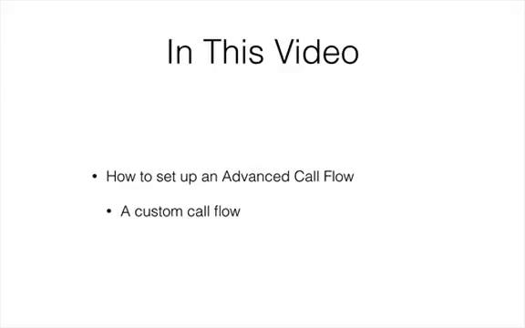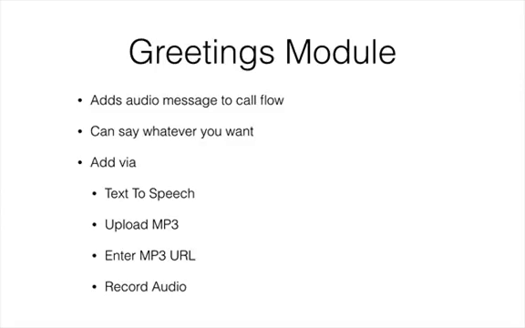Let's talk about each of the modules first. Greetings module. The Greetings module adds a message to your call flow. It doesn't necessarily have to be a greeting. In fact, it can be whatever you want. We have 4 options for how to set up a greeting: text-to-speech, upload MP3, enter MP3 URL, and record audio. With the text-to-speech option, there are multiple options for the sound of the voice and dialect the voice speaks in.